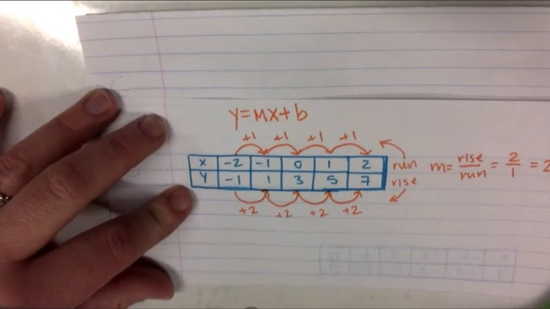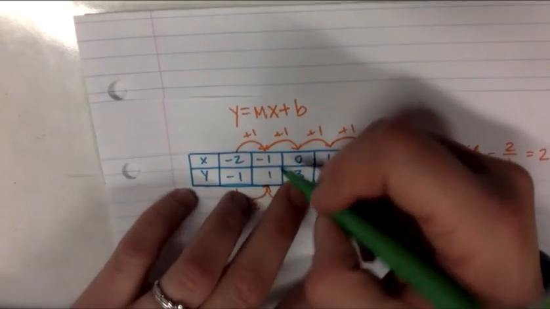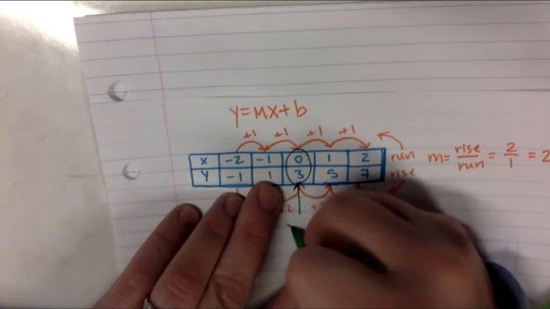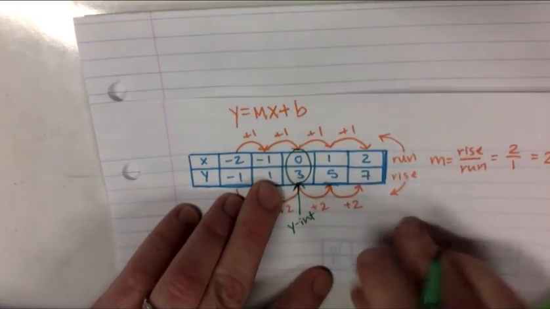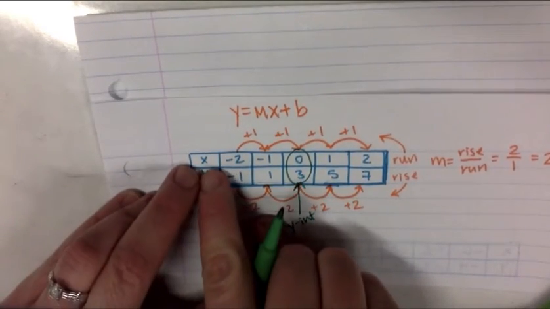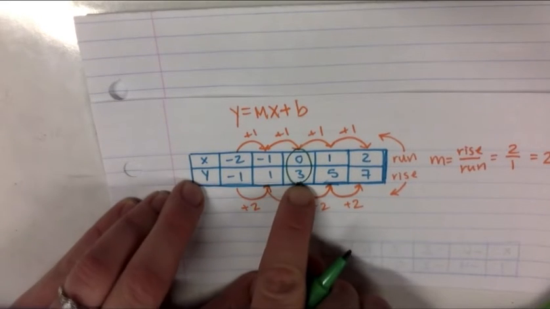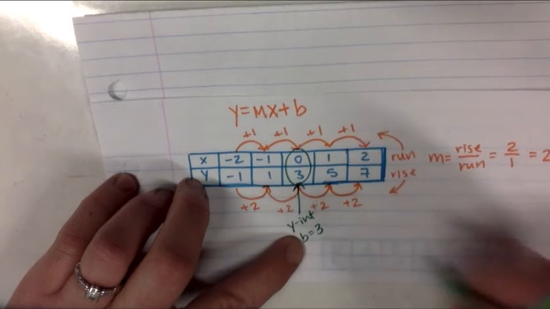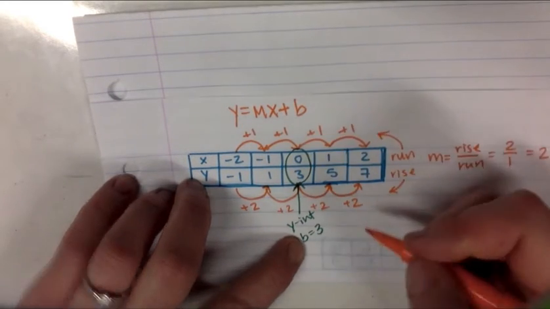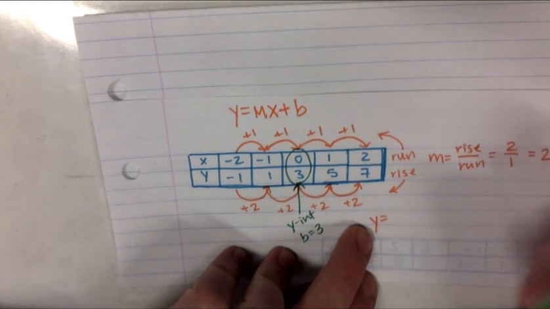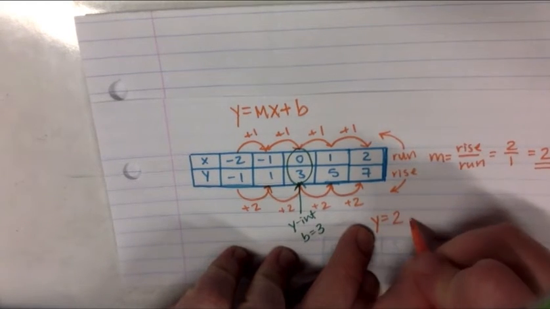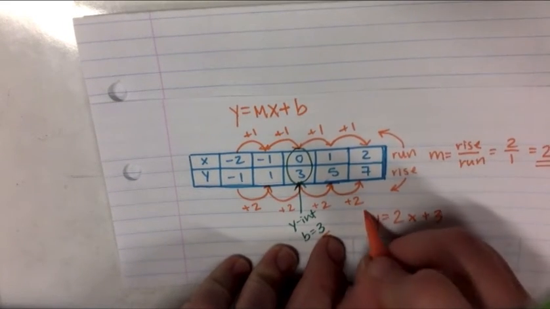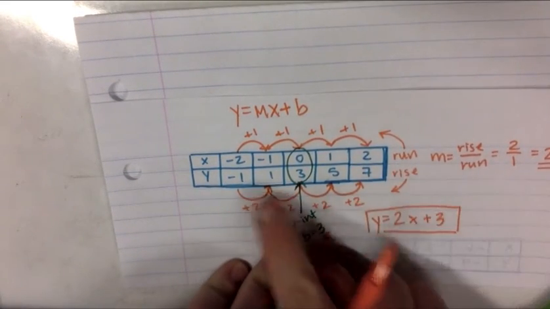What's also nice is this table is awesome in that it gives me my y-intercept right away. In this table, if I can find the x value being 0, its corresponding y value is my y-intercept. So my y-intercept is 3. And so now I can create my equation. y equals 2x plus 3. This equation matches these numbers.